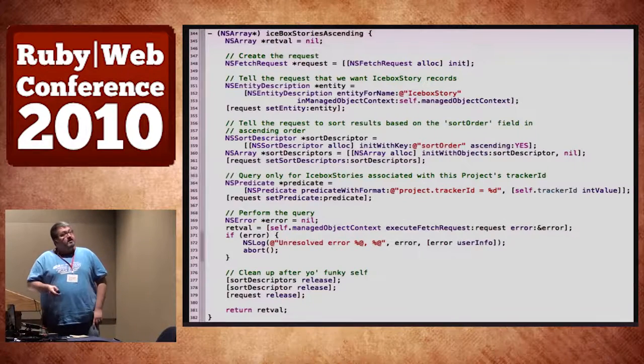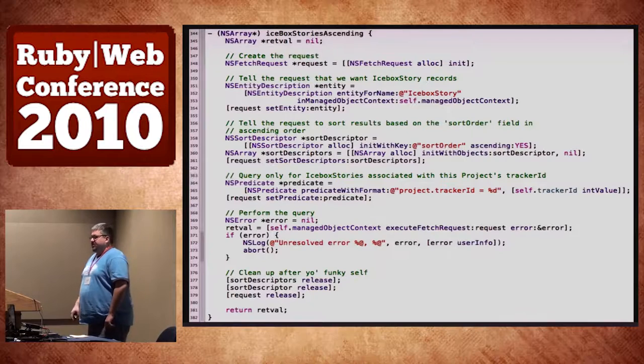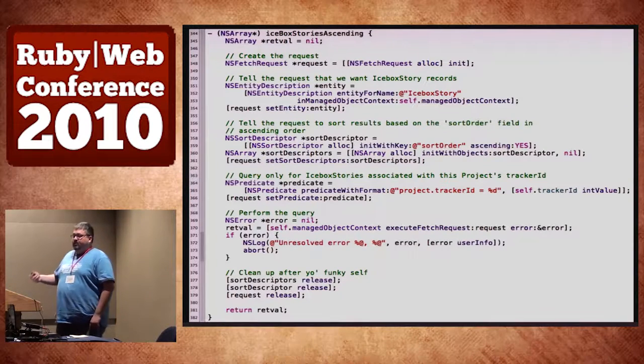I won't claim to be an expert on Core Data, and yet I was able to get an awful lot done with it. So moving right along, we've got the request, we've said what we want to query for, and this is the sort order that we want to query it for. And so we have a sort descriptor. We say I want to query by a sort order field, which I have in the database, in ascending order, and then you have to stick it into an array and then put it on the request. Then the predicate is a lot like your conditions in an Active Record finder. This is what I want to query on.